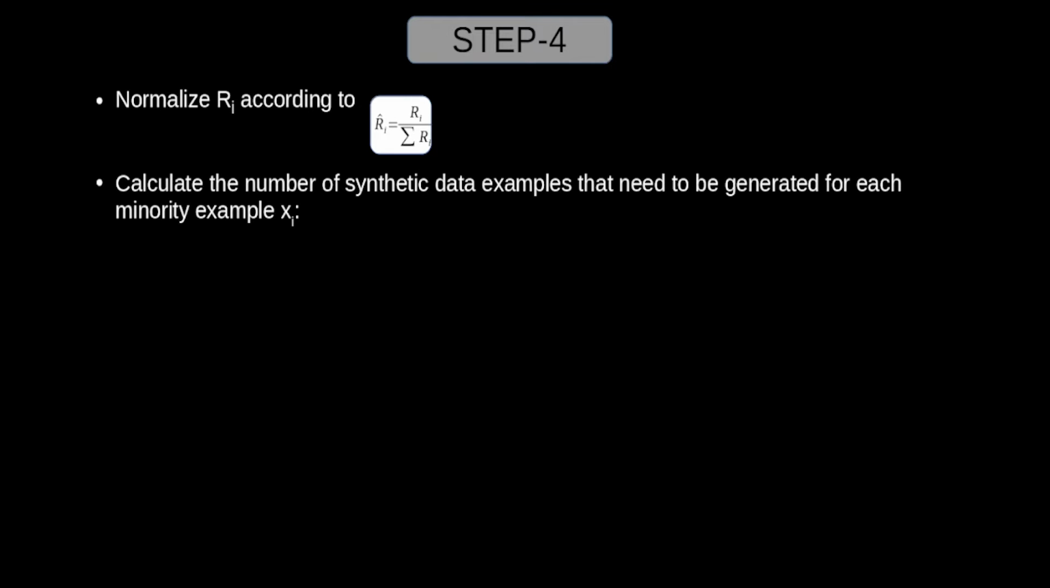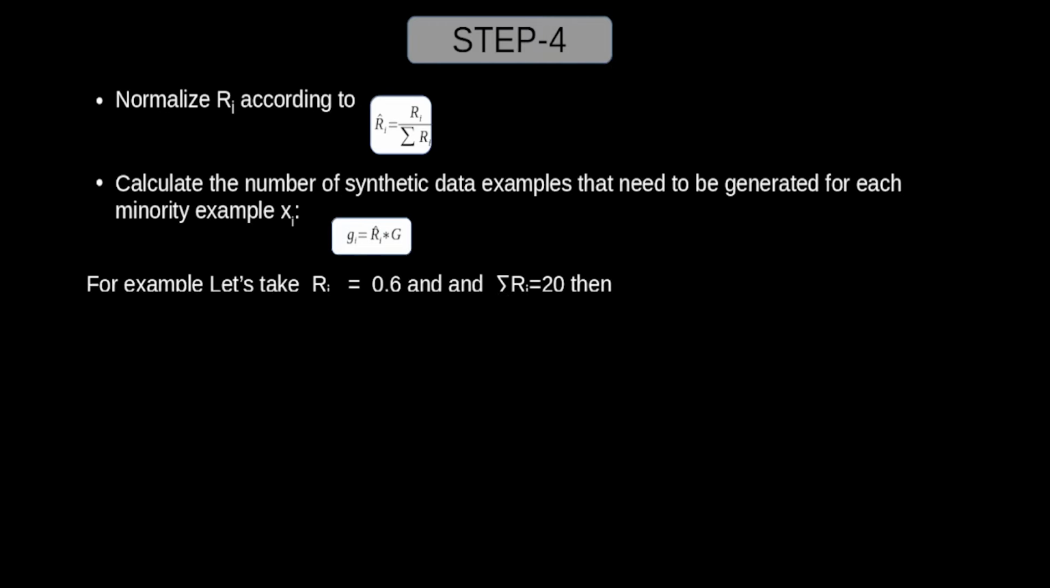We calculate the number of synthetic data examples that need to be generated for each minority class example xi. With the help of this formula, gi equals Ri cap multiplied by G. For example, let's take Ri equals 0.6 and the summation of Ri equals 20. Then Ri cap equals 0.6 divided by 20, which equals 0.03.